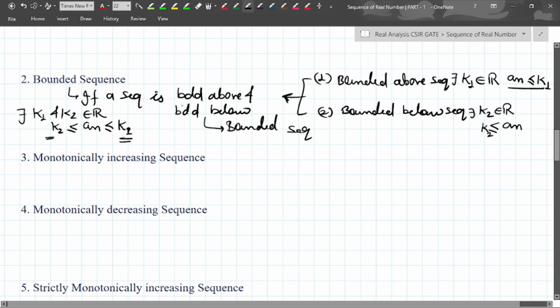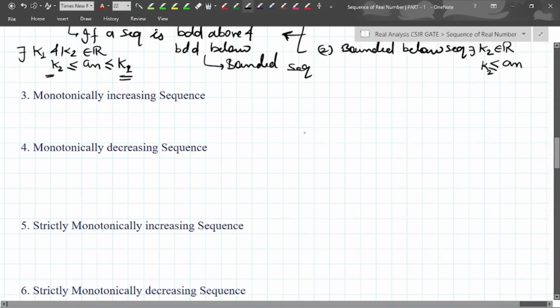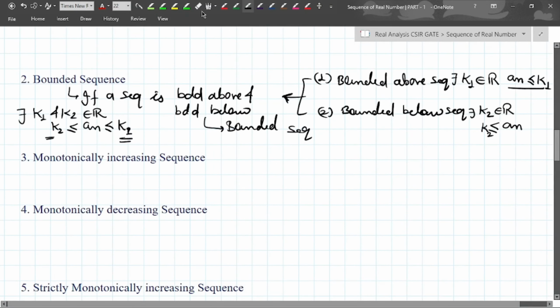That may be supremum and infimum also. Okay, this is the bounded sequence. For example, a bounded sequence: we can take 1 by n. It is 1, 1 by 2, and so on, tending to 0. Then this is bounded below with 0 and bounded above with 1. So this one is my k1 and this one is my k2.